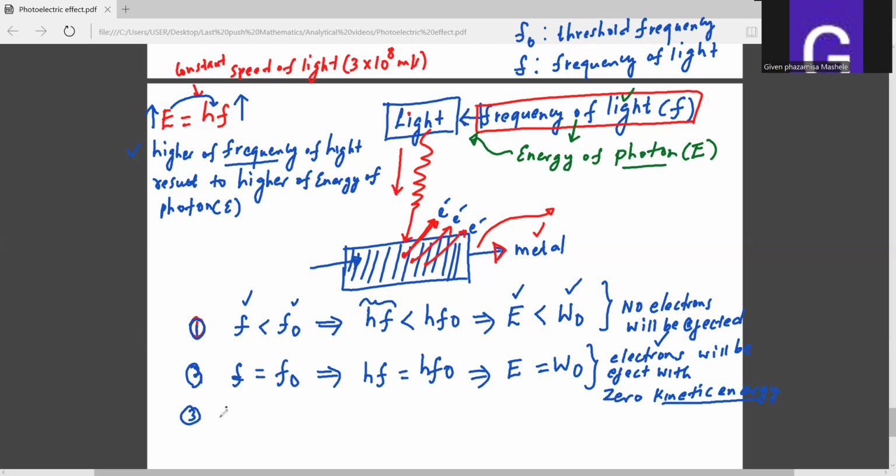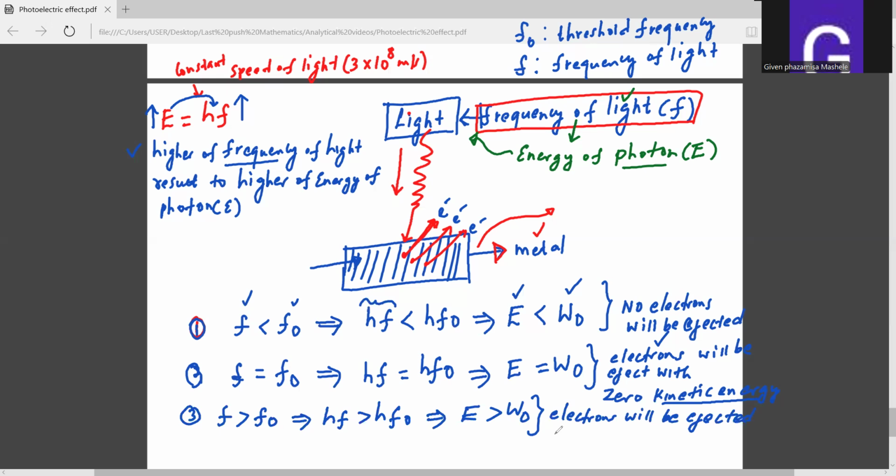if the frequency is bigger than the cutoff, let's multiply both by Planck's constant. This is hf bigger than hf naught. And what is hf, guys? It is the energy of photon. So it means the energy of photon will be bigger than the work function. Obviously, if the energy of photon is bigger than the work function, electrons will be ejected, but this time around with maximum kinetic energy.